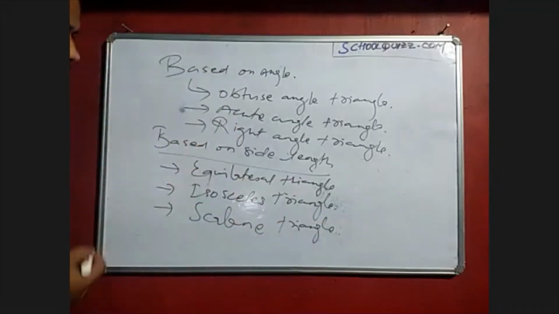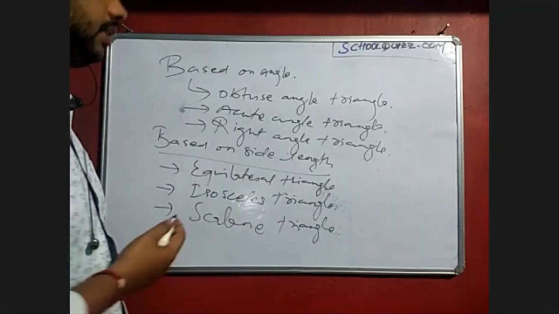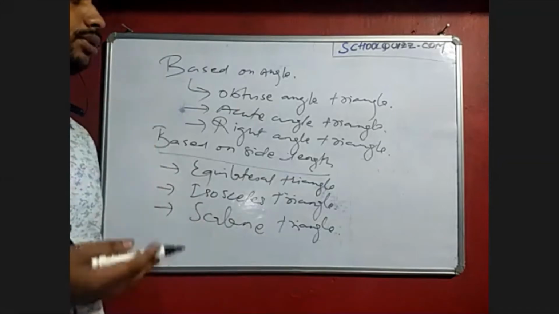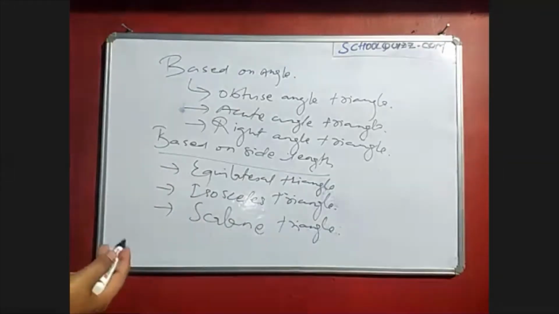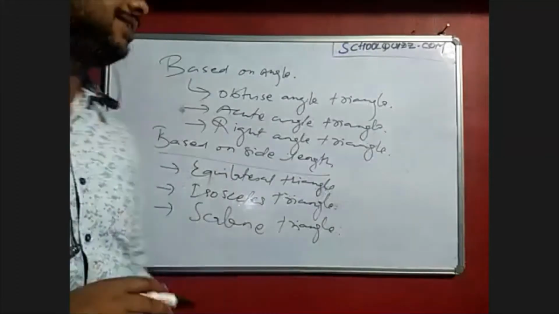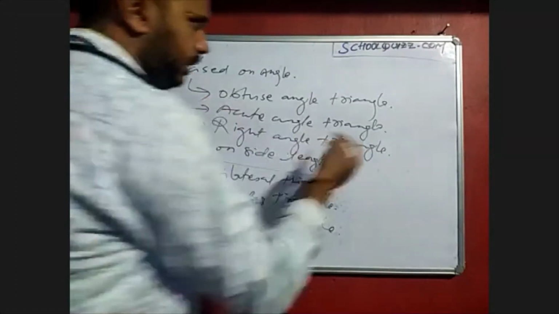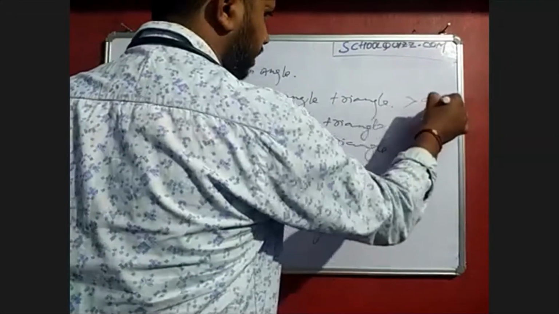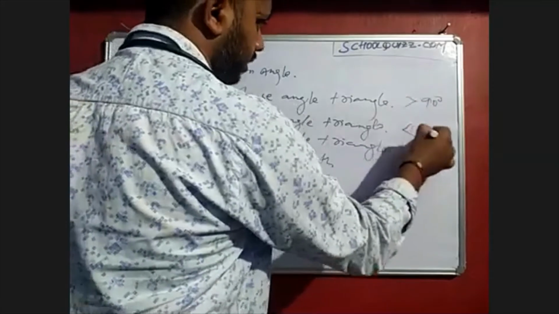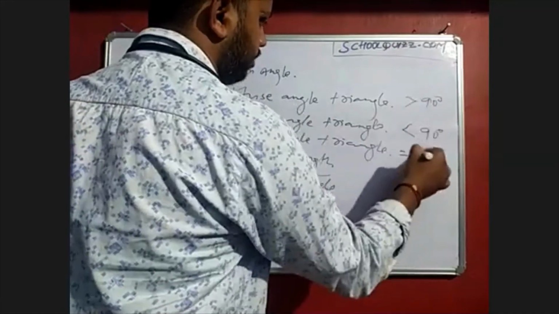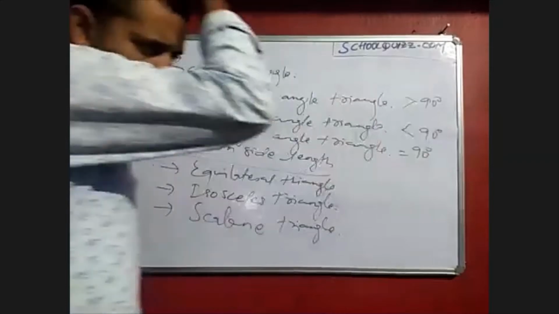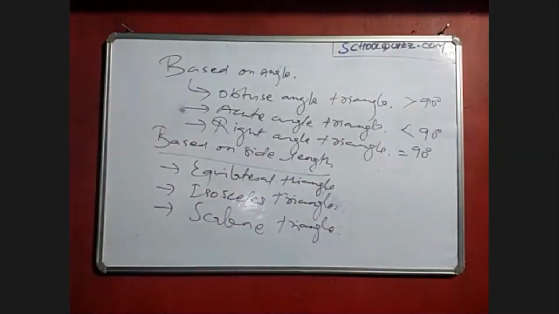We discussed the obtuse angle triangle, meaning minimum one angle must be more than 90 degrees, and acute angle triangle, where all angles must be less than 90 degrees. Here any one angle must be greater than 90 degrees, all angles are less than 90 degrees, and this is equal to 90 degrees. So that is all based on the angle 90 degrees only.